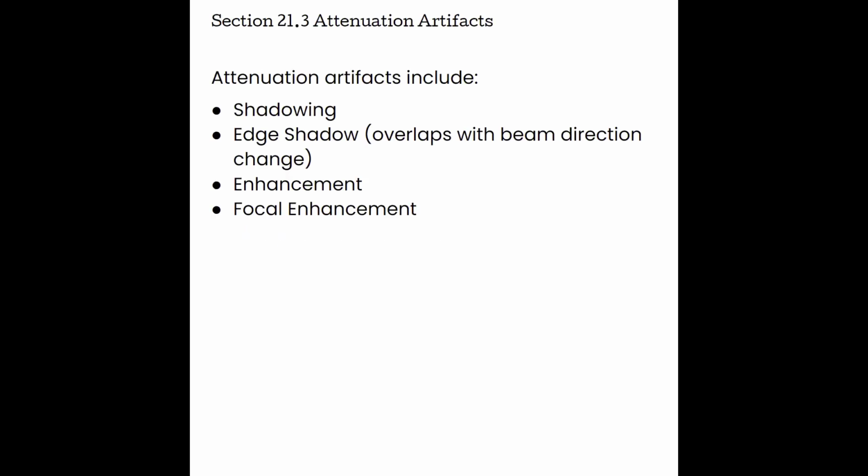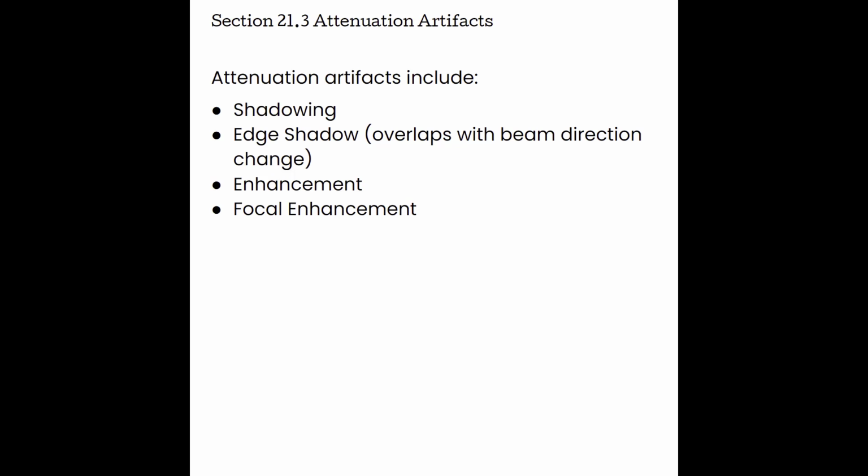Section 21.3, Attenuation Artifacts. Attenuation artifacts occur when sound interacts with a reflector and the attenuation of sound is either greatly affected or minimally affected. In ultrasound, we rely on the echogenicity of tissue to help tell us more about it. If the attenuation over a section of anatomy causes it to appear overly dark or overly bright, then the resulting image has artifact in it.